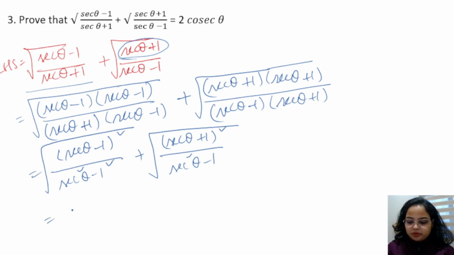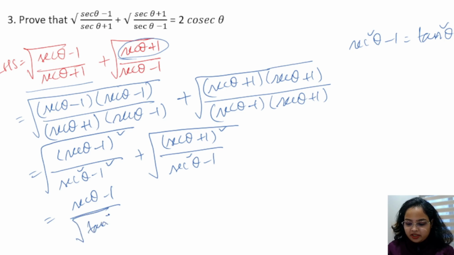So here in the numerator we have secant theta minus 1 divided by secant square theta minus 1. Secant square theta minus 1 is what? It is tan square theta. So here square root of tan square theta. Square root of tan square theta is what? It is tan theta. So we will write here tan theta plus secant theta plus 1 divided by again secant square theta minus 1. It is tan theta.